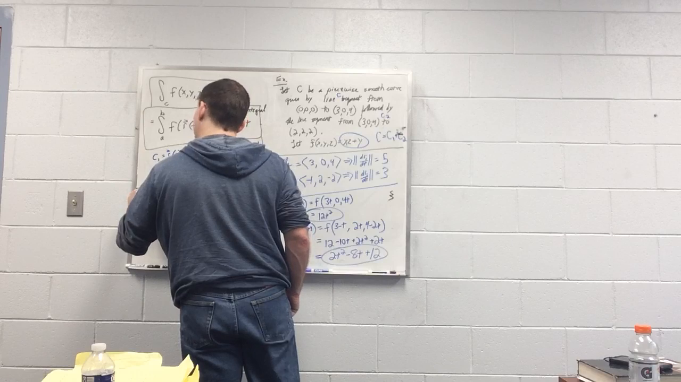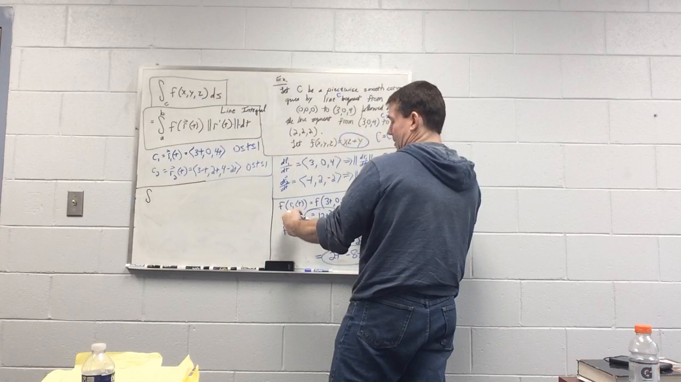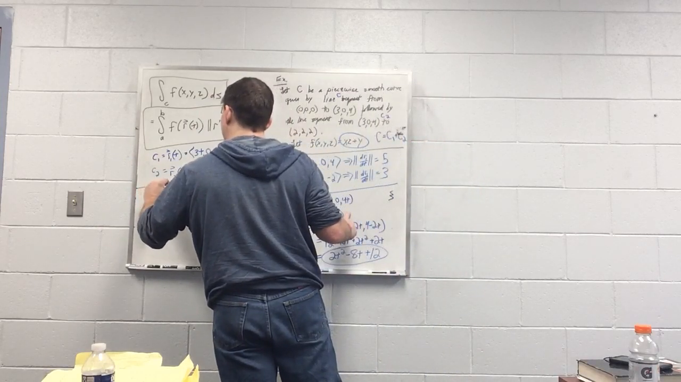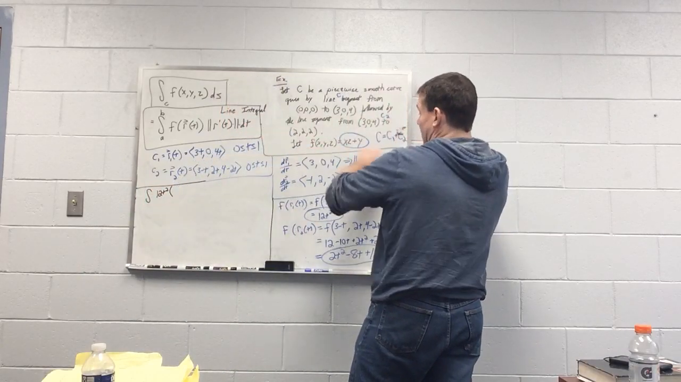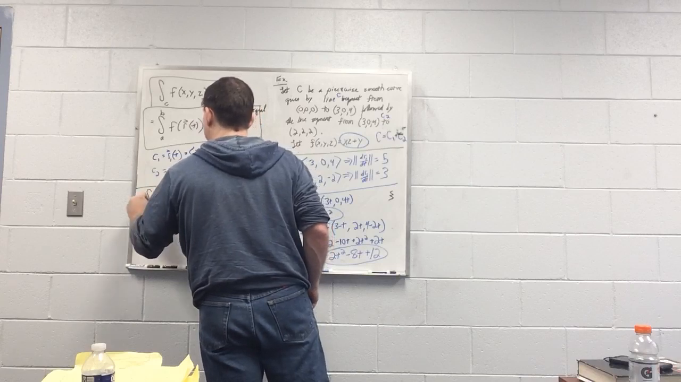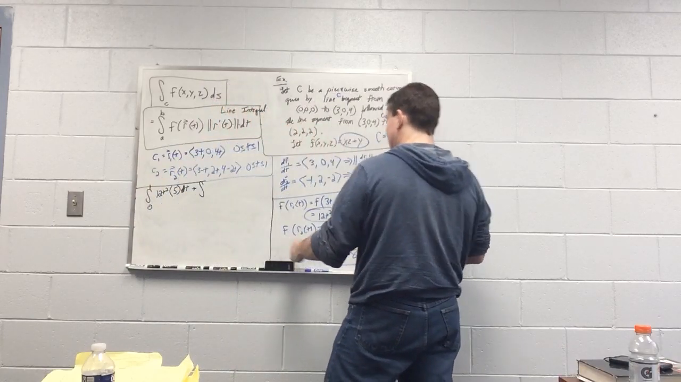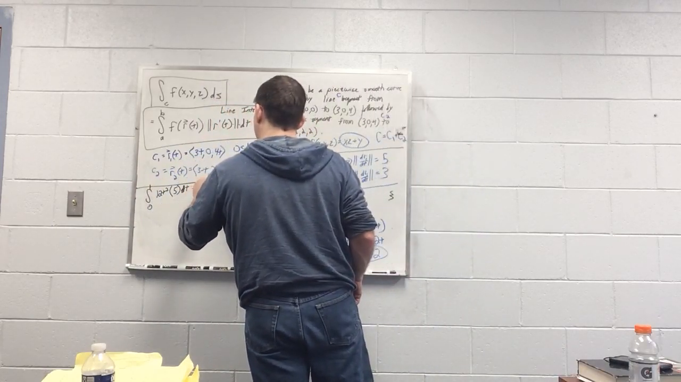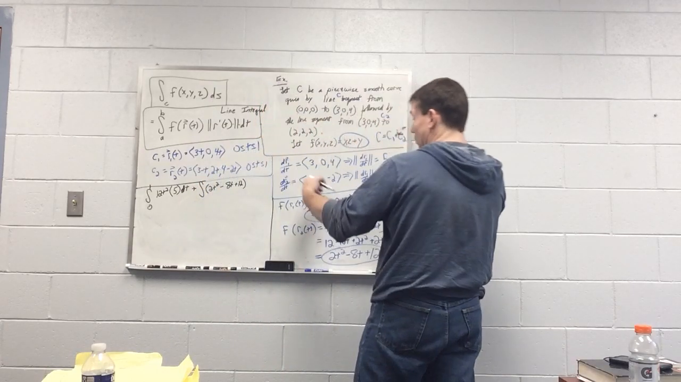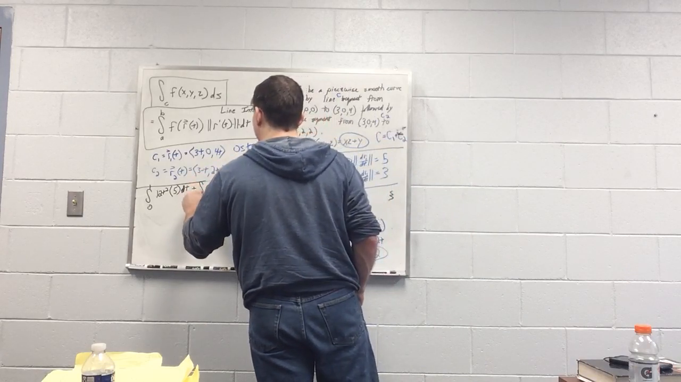It's the integral of, we'll start with C1. So f of r1 of t, which is 12t squared, times the magnitude, which for the first one is 5, dt, as t goes from 0 to 1, plus the integral of the second, which is 2t squared minus 8t plus 12, times the magnitude of the second, which is 3, dt, again as t goes from 0 to 1.